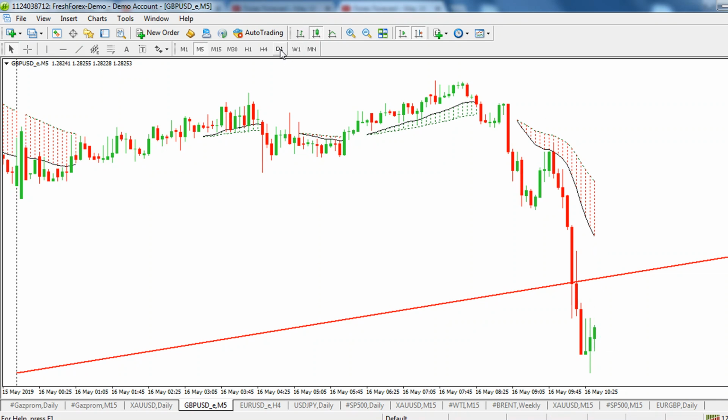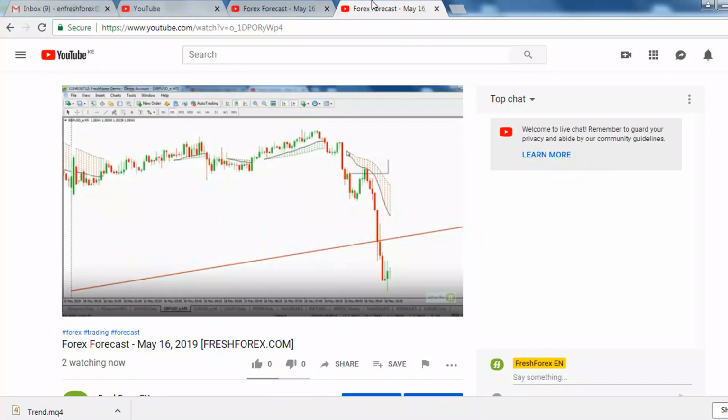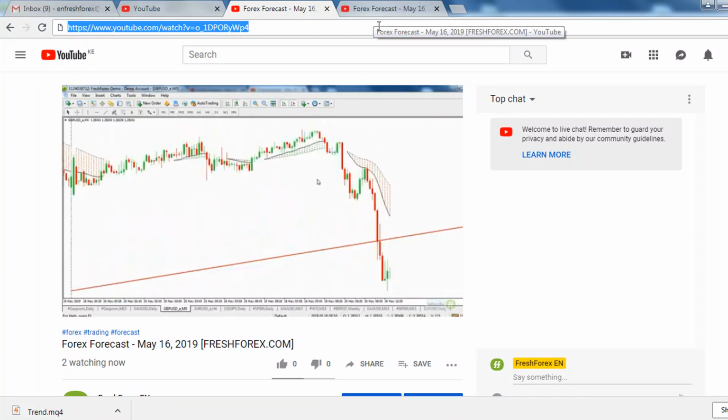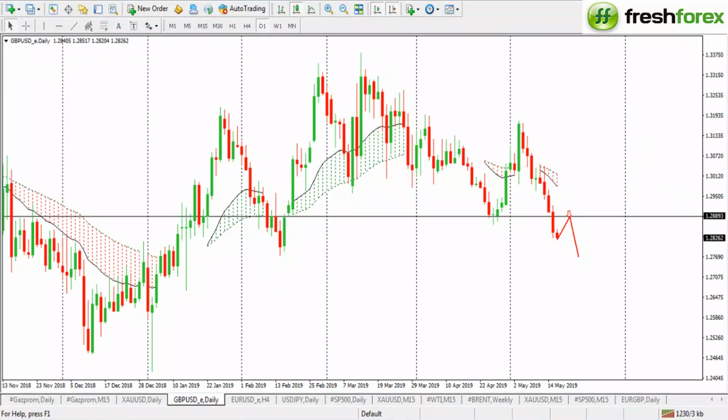So GBP is a sell, and it's going to be a very good sell when price gets back to around 1.28893. So we move forward. We move to our next chart, and that should be DJPY.